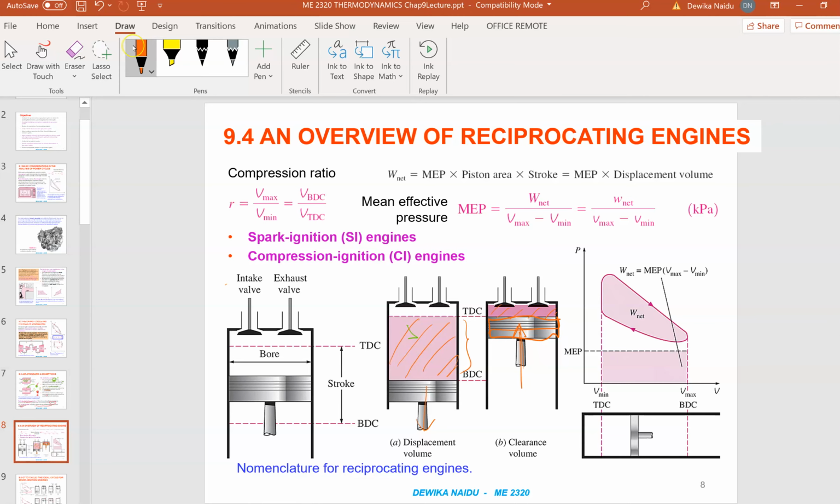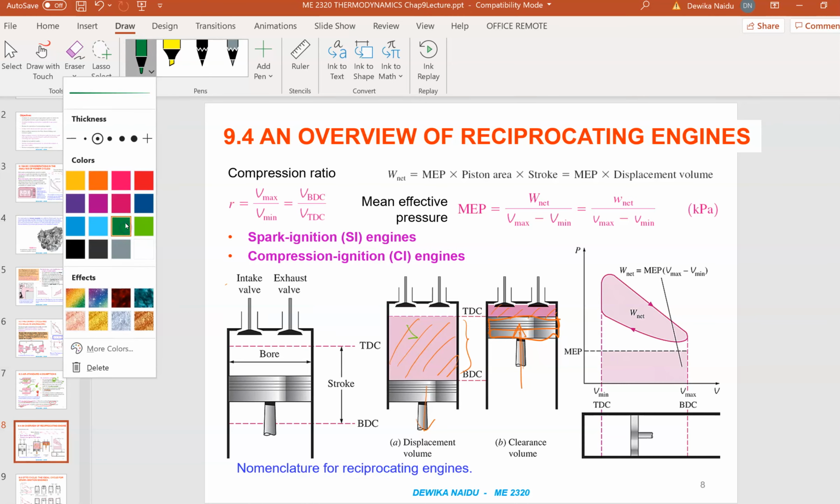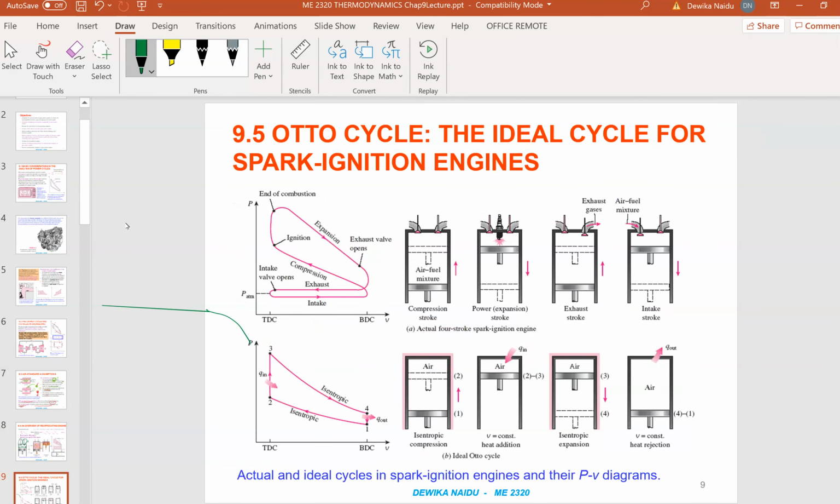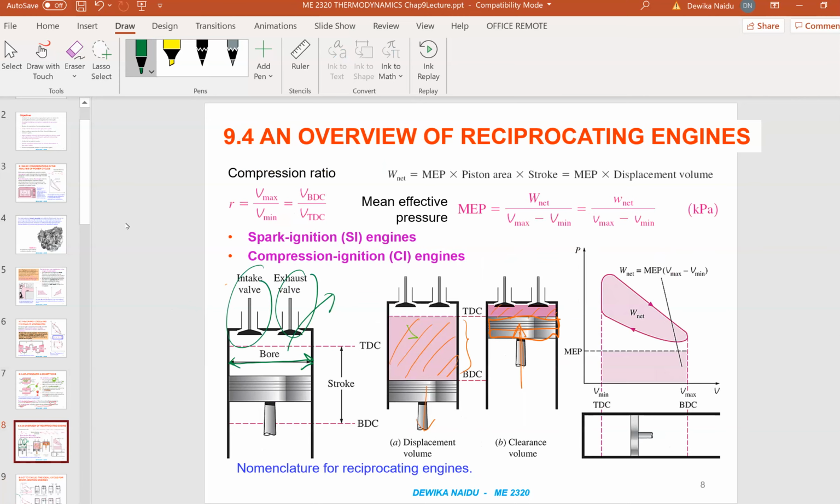The diameter of the piston is known as the bore. This is the intake valve and this is the exhaust valve. So when combustion is finished, the gas will go out this way, and the intake valve will allow the petrol and air to come into the piston itself. And then the minimum volume formed in the cylinder is when the piston is at the top dead center. Another word for this is the clearance volume.